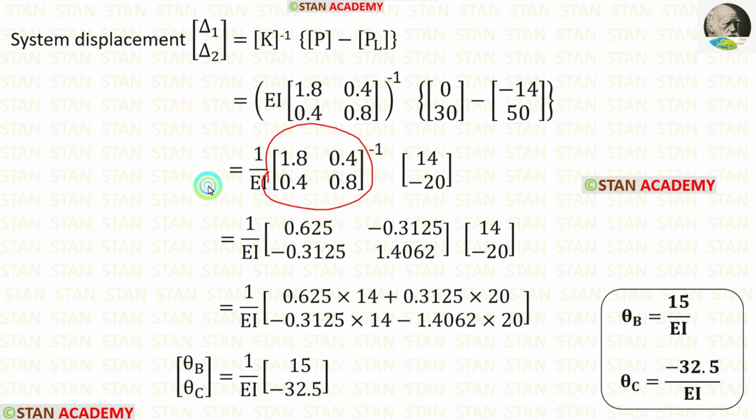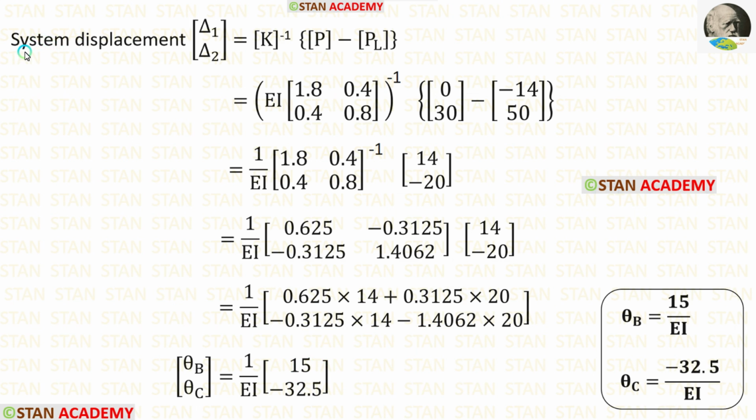For this matrix, we have to find the inverse. We can apply all of the values in the calculator and get the inverse. If you do not know how to calculate inverse in the calculator, see the description below. There is a link. You can click the link and watch the video. I have used the calculator and found the inverse. Then we have to multiply these two matrices. After multiplying, we are getting the final answers.